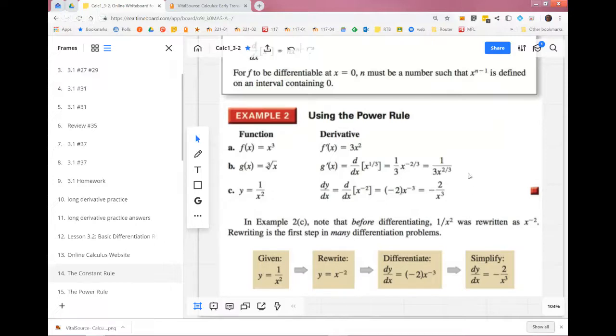-2/3. So the result is 1/3 times x to the -2/3. And then interpret that back. What does x to the -2/3 power mean? What does a negative exponent mean? Oh, it means 1 over that thing, that x to the +2/3.